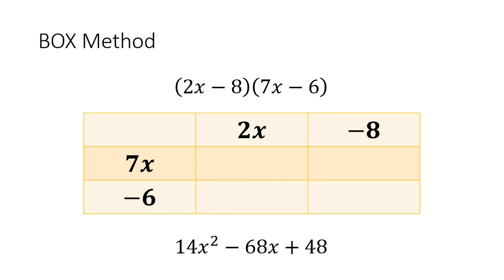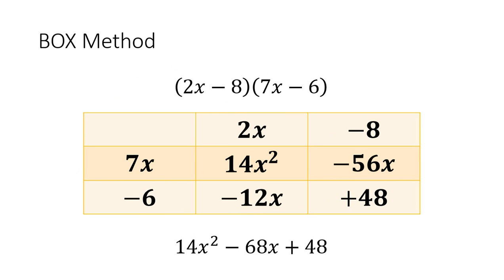Okay. So now with the second one, again, you're going to do the same thing. Okay. You find the area of each box. Okay, and then you combine like terms. So when you multiply them together, 7x and 2x, you get 14x squared. 7x and negative 8 gets you negative 56x. Negative 6 times 2x is negative 12x. And negative 8 times negative 6 gets you a positive 48. You're combining the x's, but nothing else. And then you end up with your answer.